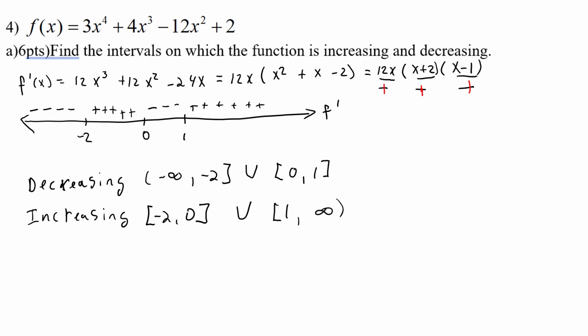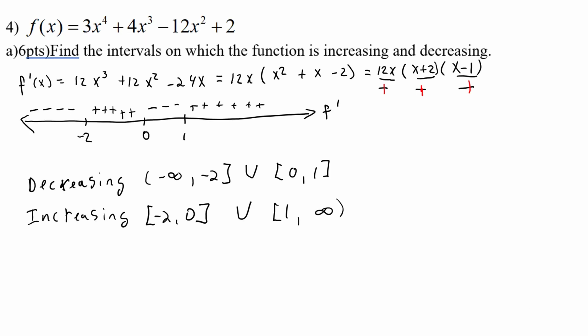So find the intervals on which the function is increasing and decreasing. It's decreasing from negative infinity to negative 2, union from 0 to 1. Increasing from negative 2 to 0, union from 1 to infinity. And that's it. That's all you were being asked to do. Move on. Find any relative extrema, right?